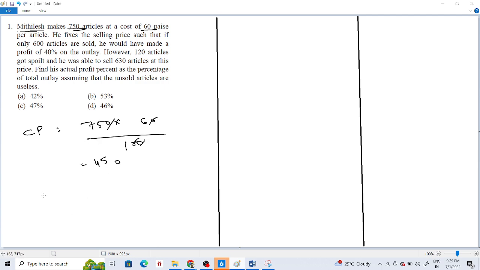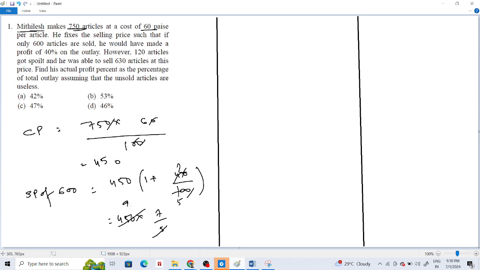Okay, now he fixes the selling price as there are only 600 articles. If only 600 articles are sold, he would make a profit of 40%. So SP of 600 articles is 450 plus 40%. 2 2s are 2, 5 5s, there is 7 by 5, 5 9s are 630. So that means SP of 600 articles is 630.